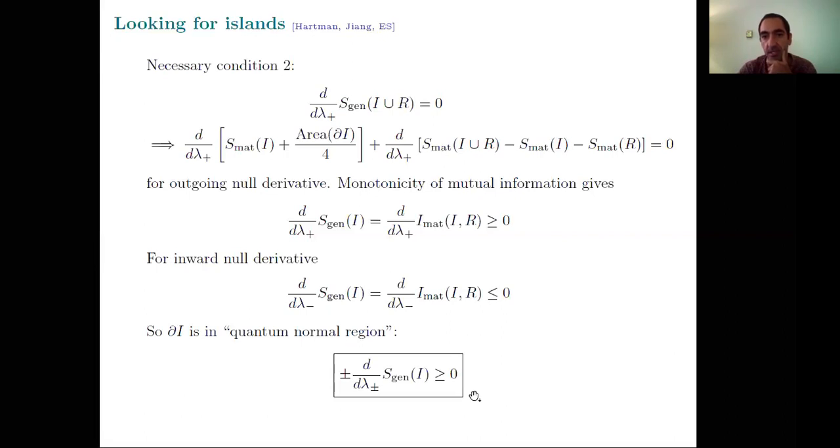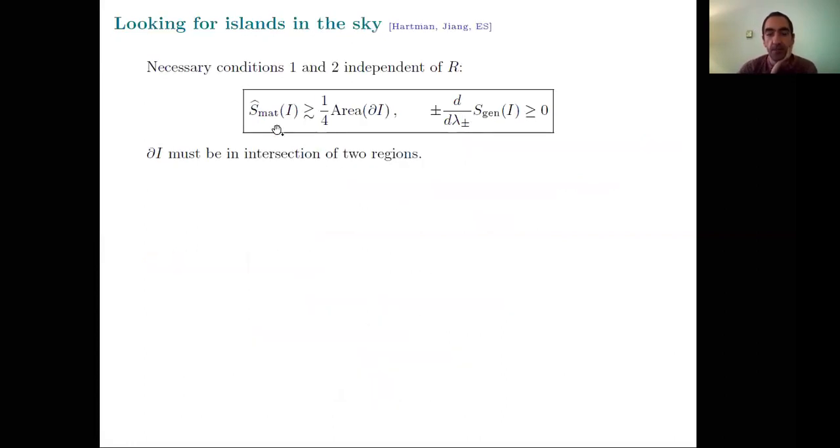So you get these inequalities for the region I. Okay, so here's the pair of inequalities. What's nice about these is it makes no reference to region R. So you can just analyze a space-time on its own without thinking about where you're going to put region R, and they're necessary conditions. In particular, you can use them to rule out whether a space-time can have an island region, independent of what region R is chosen. So the quantum extremal surface, the boundary of the island region I, has to be in the intersection of these two regions because they're necessary conditions.